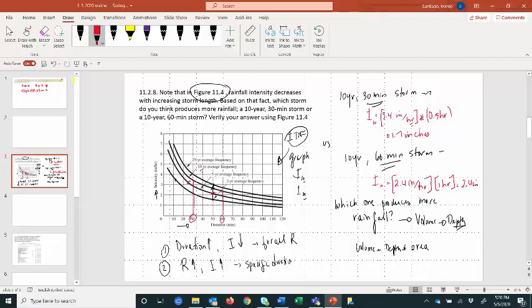So what you have here is that the 10-year 60-minute storm produces a larger volume of rainfall than the 30-minute storm. And going back to my original comment, if you just look at the intensity, you see that the intensity is larger for the 30-minute than for the 60 minutes. However, the actual depth for the 60-minute is larger than for the 30 minutes. So that's why it's important to always do these determinations.